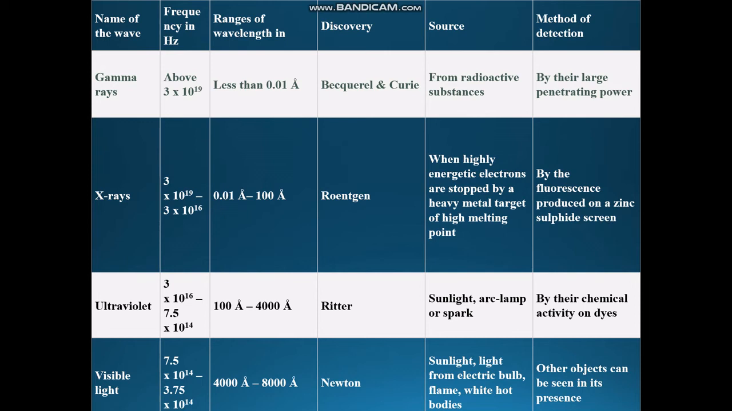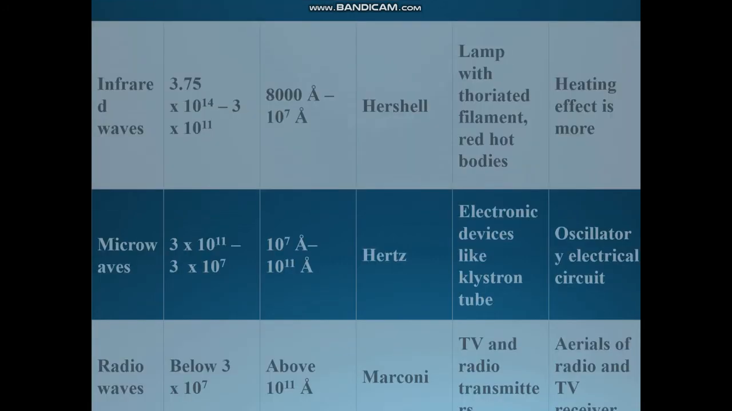Then in the order is visible light. Frequency is between 7.5 into 10 to the power of 14 to 3.75 into 10 to the power of 14 hertz. The range of wavelength is between 4000 angstrom to 8000 angstrom. The discovery is owed to Newton. Source is sunlight, light from electric bulbs, flame, white hot bodies. And they are known by their ability to let us see things. We can see things in their presence.